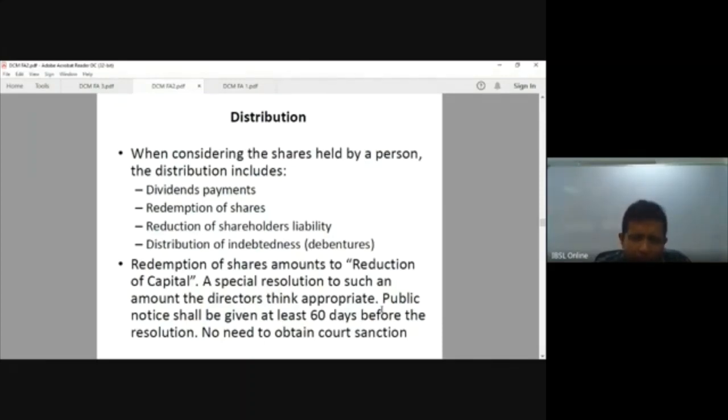Redemption of shares amounts to a reduction of capital. A special resolution is needed for such an amount the directors think appropriate. Public notice shall be given at least 60 days before the resolution. No need to obtain court sanction.